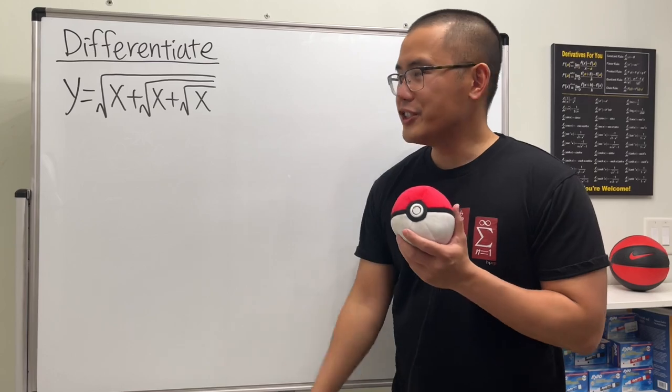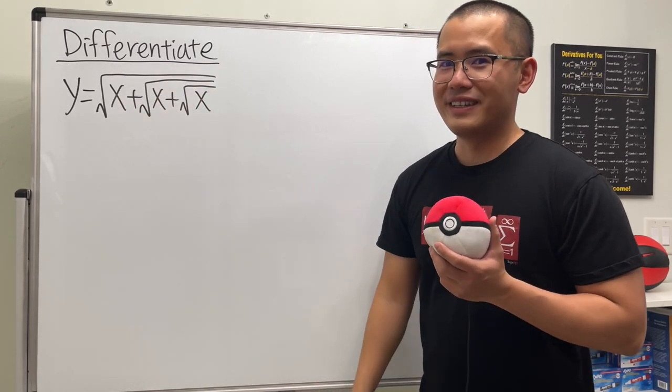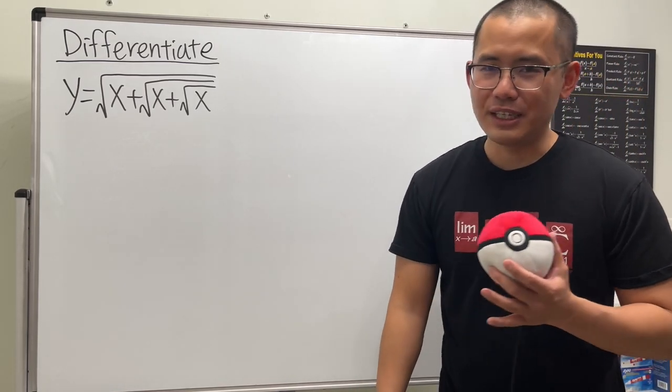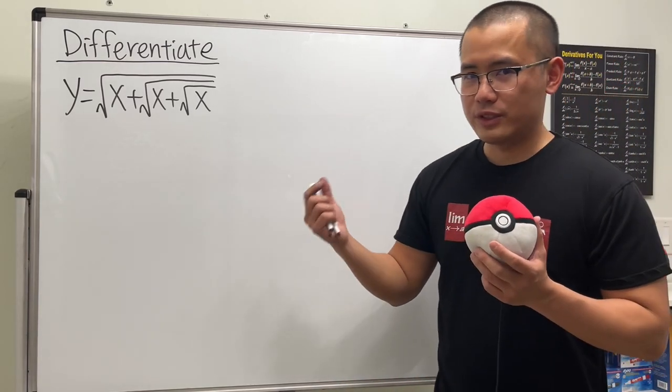Okay, we are going to differentiate the square root of x plus the square root of x plus the square root of x. Yeah, we just had to use the chain rule a few times. It's not so bad. Check this out. But let me remind you guys how to differentiate square root first.